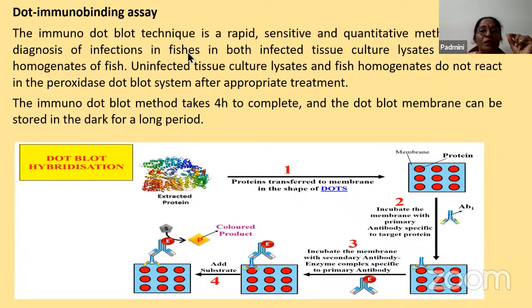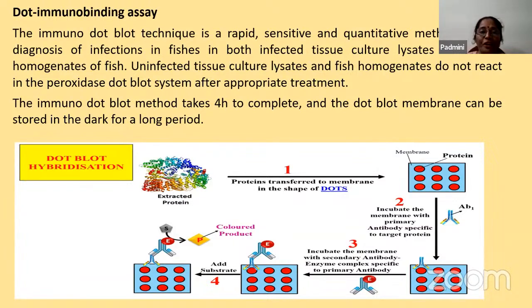So the dot plot is also used for diagnosis of infections in fishes. This can also be used in human diagnosis. You can use infected tissue culture lysates and tissue homogenates of the fishes as samples and do this experiment. Uninfected tissue culture lysates and fish homogenates do not react to the peroxidase dot blot system after appropriate treatment. Why do they not react? Because they don't have that antigen to be bound to that particular antibody.